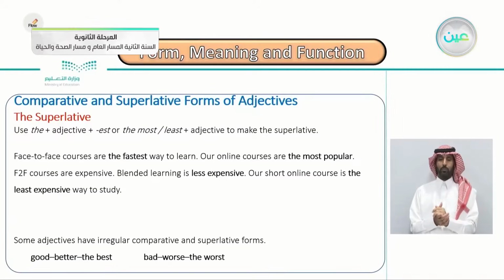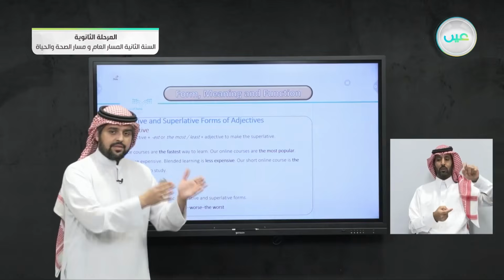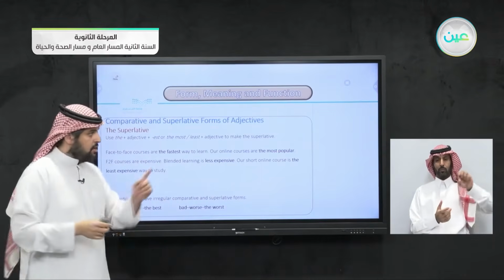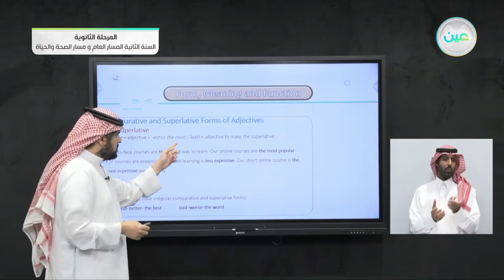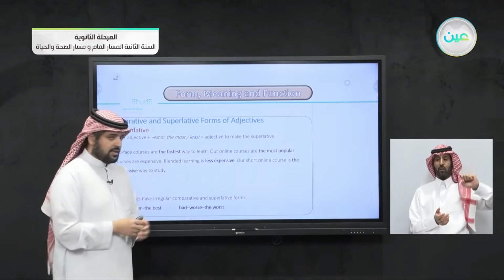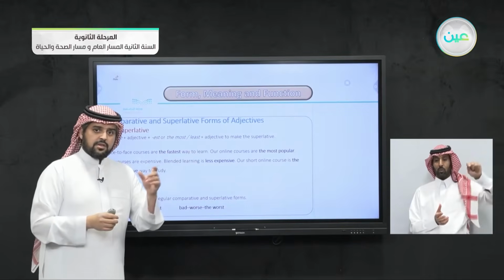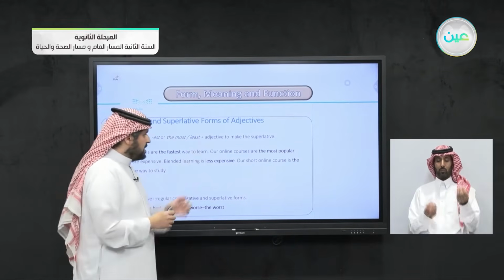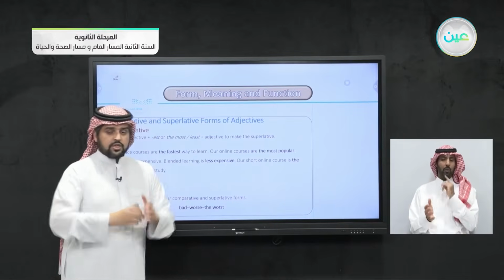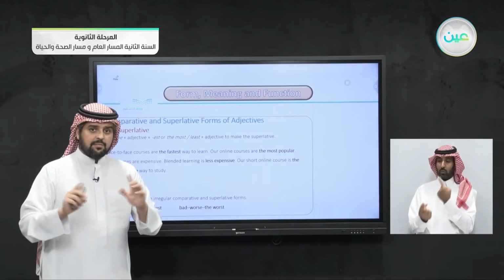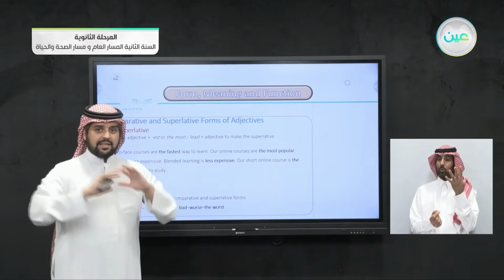Jumping to the next part, the superlative. The superlative, how do we form, how do we write the superlative? We begin with the, plus the adjective, plus est. So the, then the adjective, then the est, or we put the most or the least, and then we write the adjective to make the superlative. So a comparative is between two things, but the superlative is between one and its group.